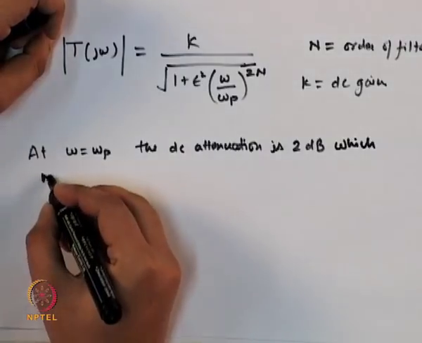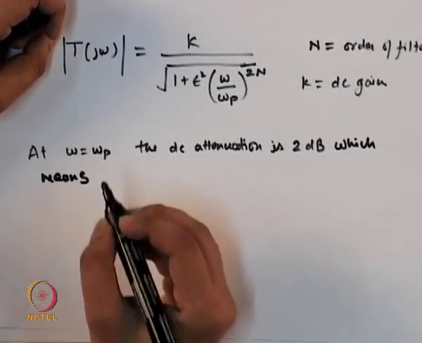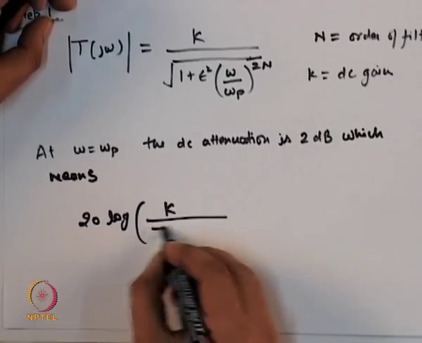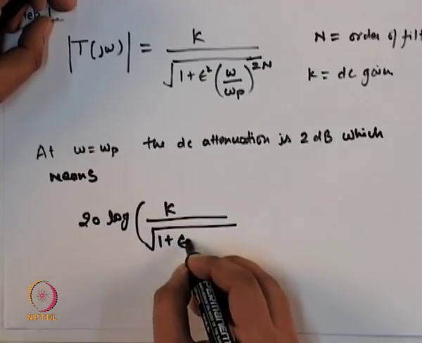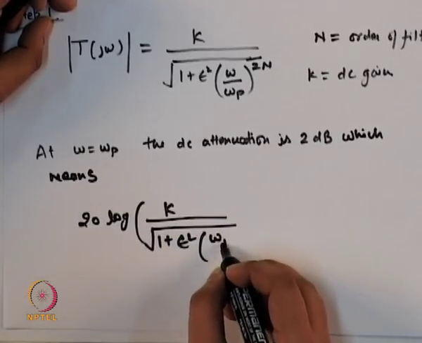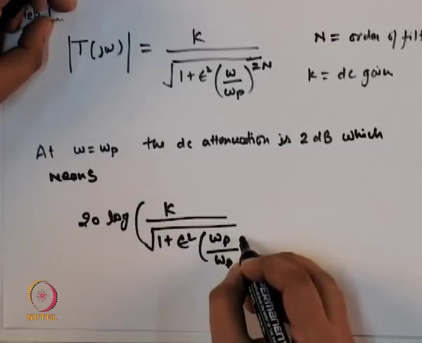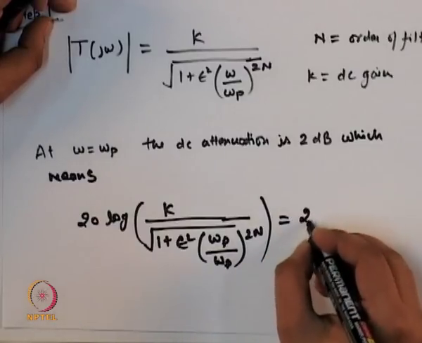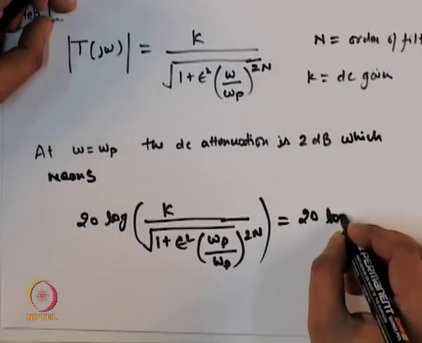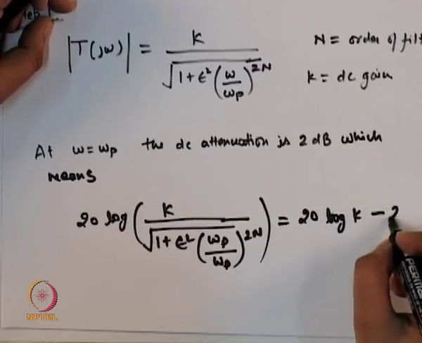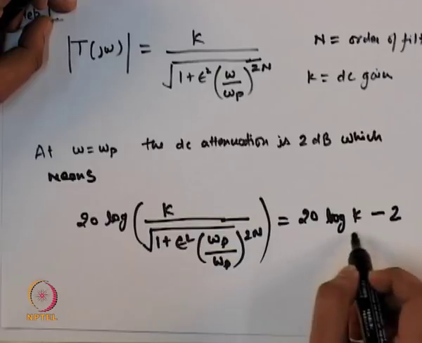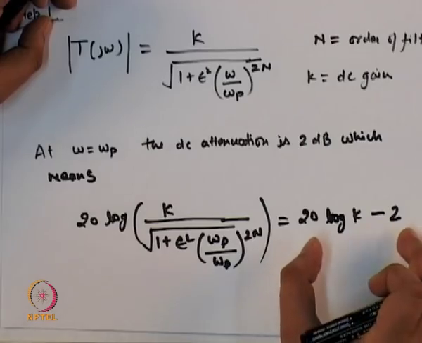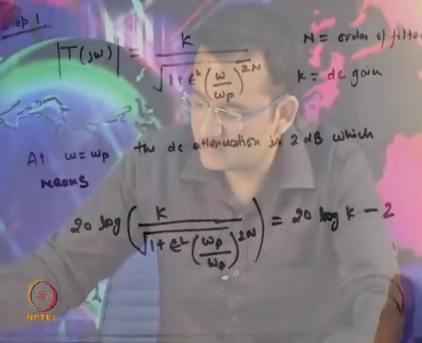Which means 20 log of k upon under root 1 plus epsilon square (omega p upon omega p) raised to power 2n equals 20 log k minus 2. So from DC gain it is attenuating 2 dB, so the net gain would be 20 log k minus 2 in dBs.